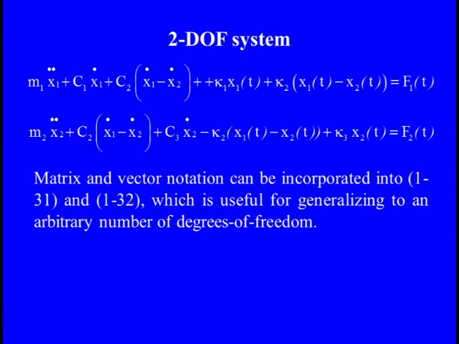We can apply a similar situation to our other equation of motion, m2 x2 double dot, plus c2 (x1 dot minus x2 dot) plus c3 x2 dot. Again, this is the total damping on the mass m2. On the left-hand side we have the relative displacement between x1 and x2.